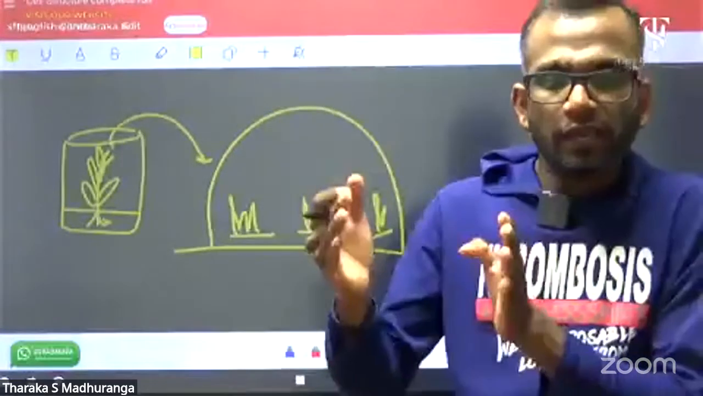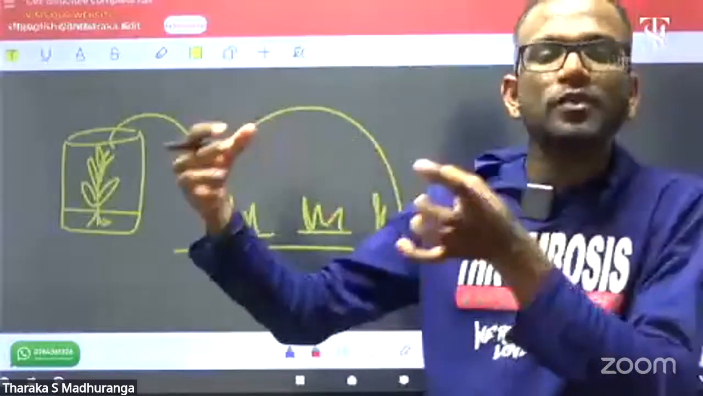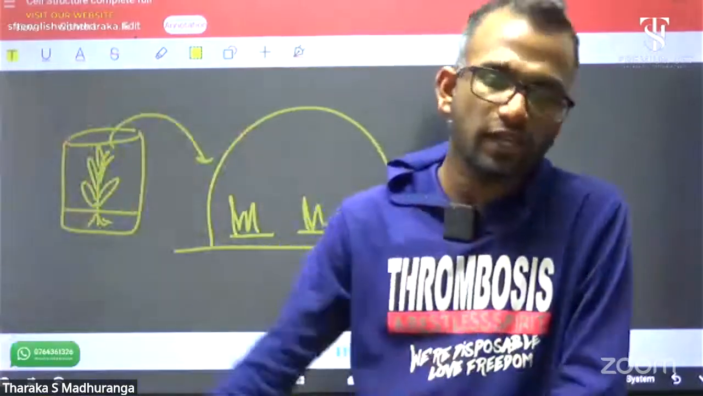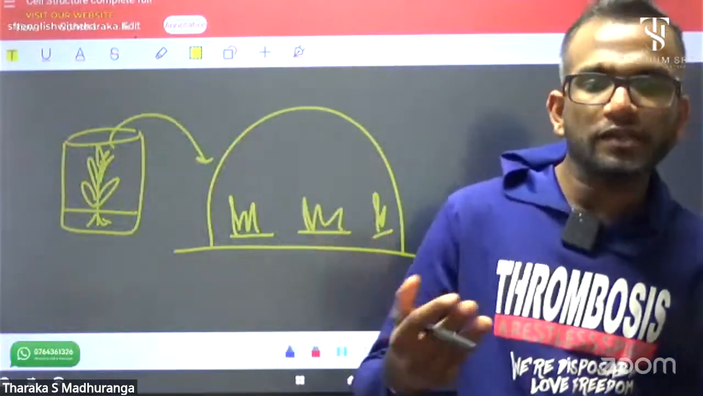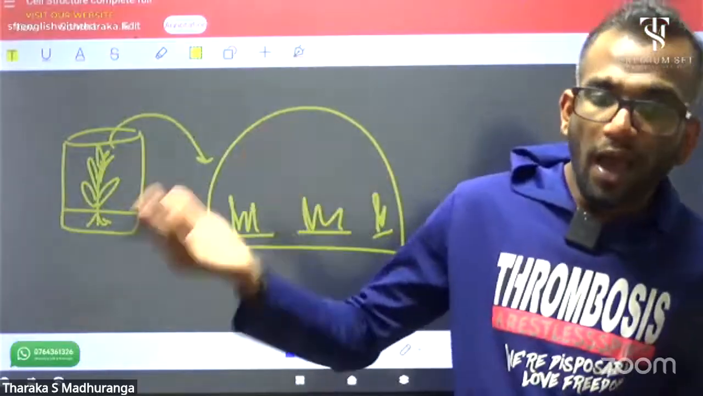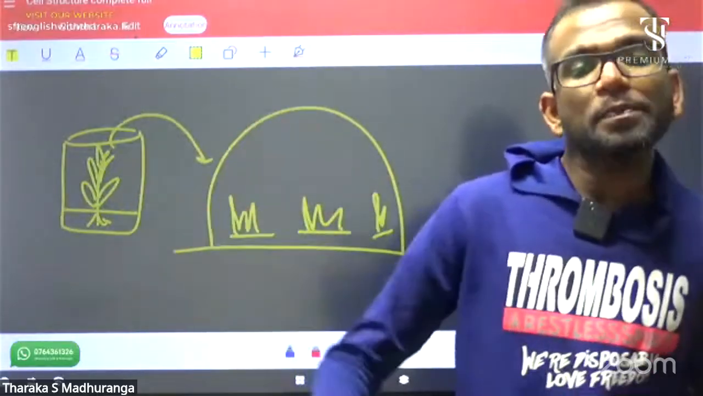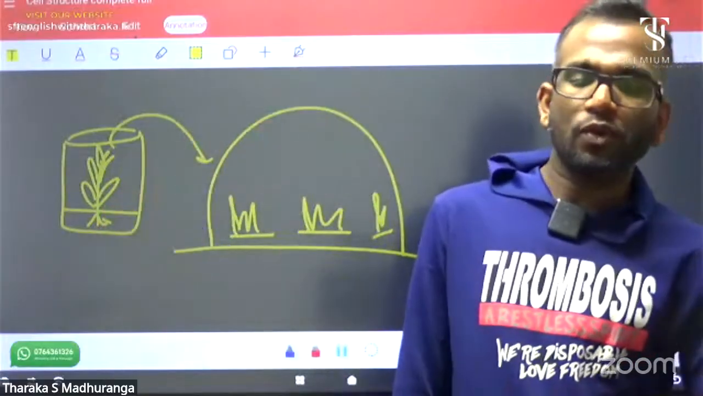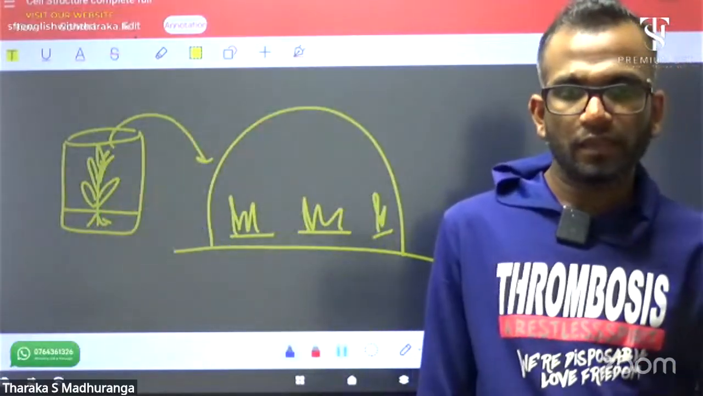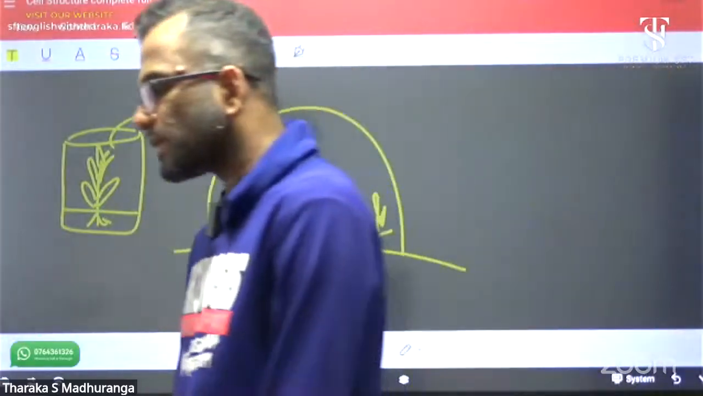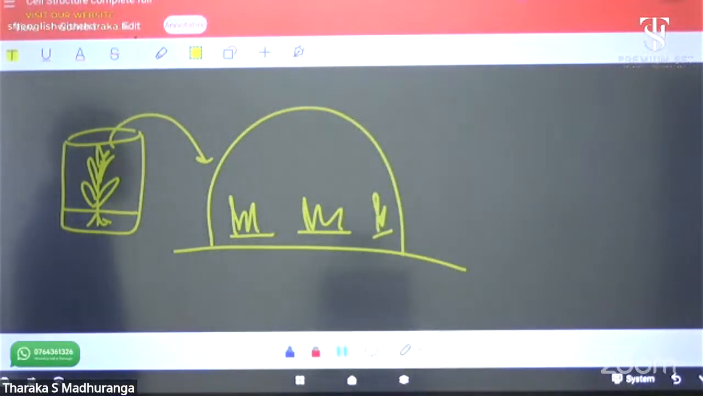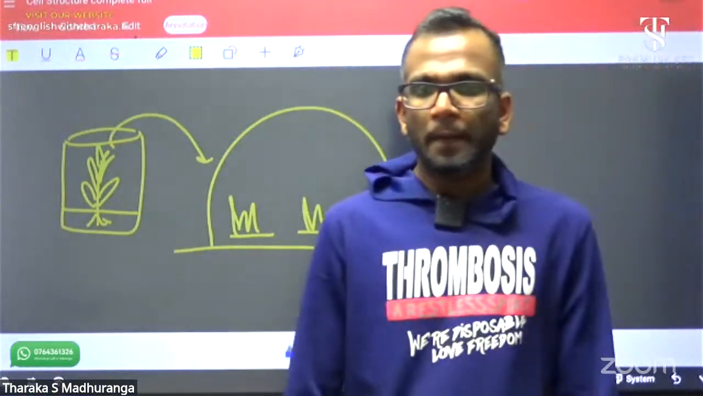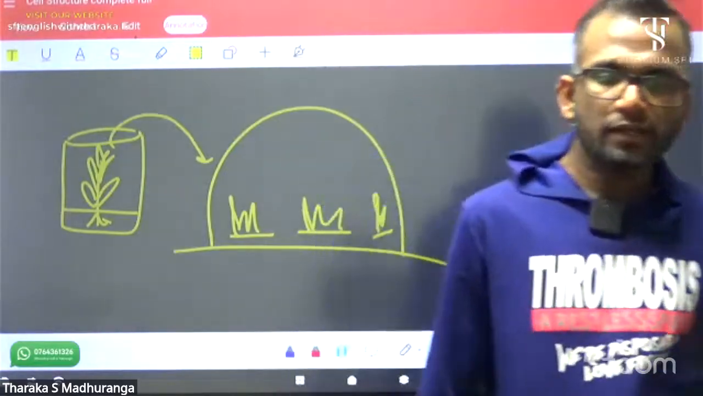Now day by day what happens? The plants are gradually introduced to normal sunlight and normal conditions. After 10 to 15 days, this soft plant matures, hardens and adapts to the normal environment. After that we can plant it in the normal environment. I got it, it's a very simple story. You are not asked much about this, but if an MCQ comes up, it will be here. Right? This is tissue culture.